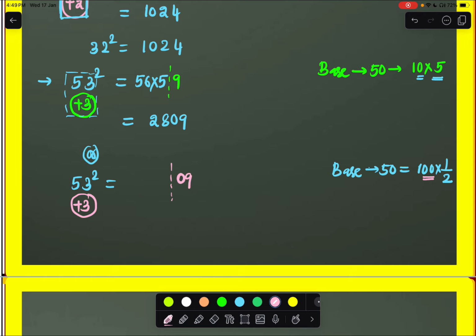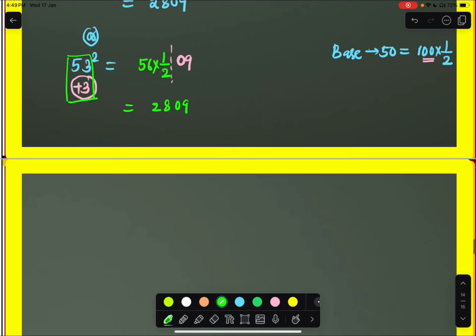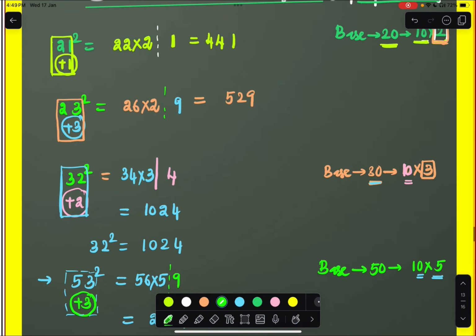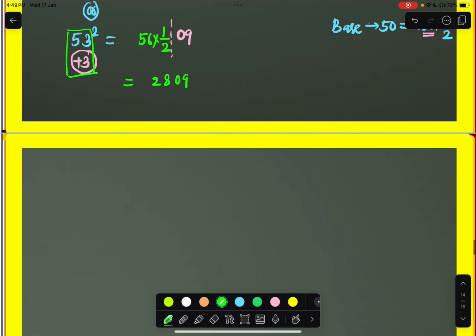Now, to the number we can add its surplus value. 53 plus 3 value will get 56 into its proportionality number is what? To get 50, 100 into half, no? We need to multiply with the half. How much will get here? So 2 2s are 4, 2 8s are 16, 0 9. We are getting the same thing as it is only. So in this way we can calculate the squares of the number by using proportionality logic also, right?